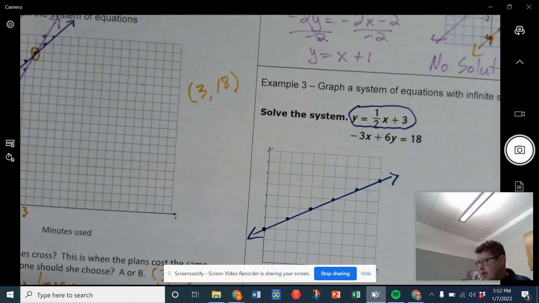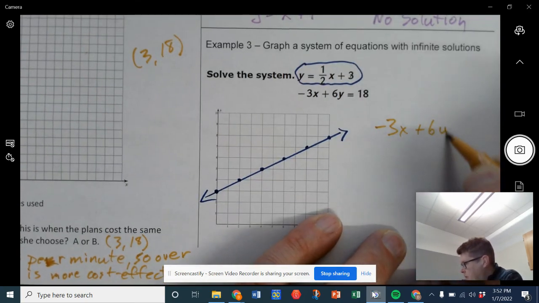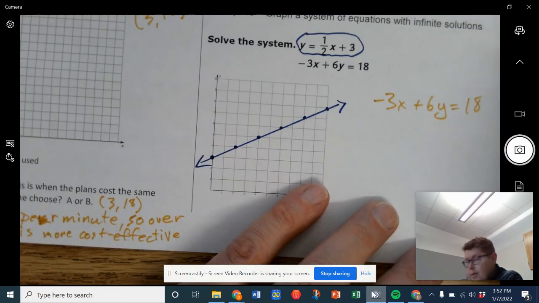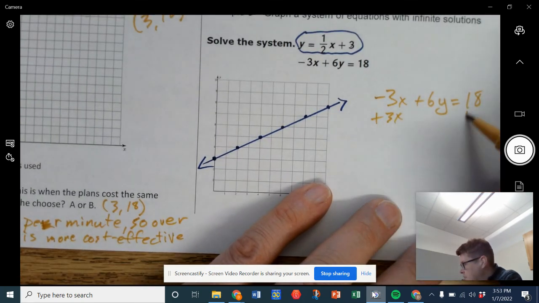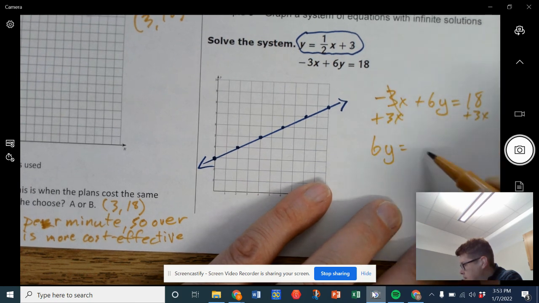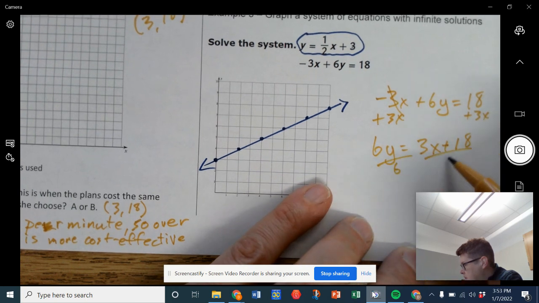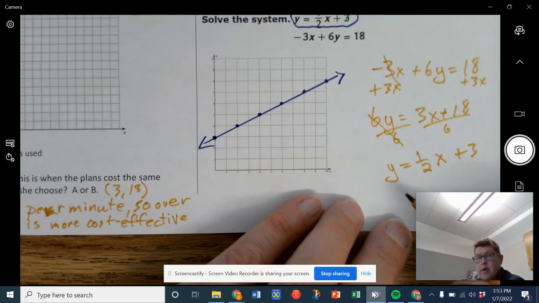And then our second one, we're going to have to convert it from standard form into slope-intercept. So we're going to add 3x on both sides. Cancel. 6y equals 3x plus 18. Divide by 6. End up with y equals, let's see, 3/6 is 1/2. 3 divided by 6 is 1 over 2. And then 18 divided by 6 is 3. So we end up getting the same thing, y equals 1/2 x plus 3.